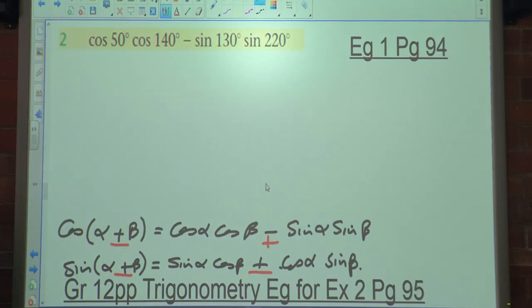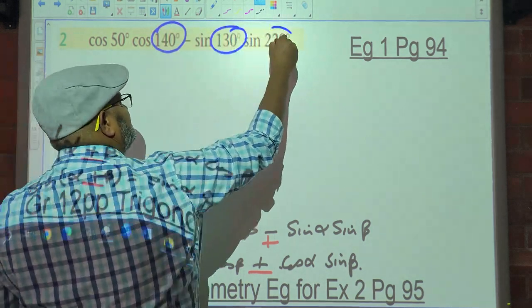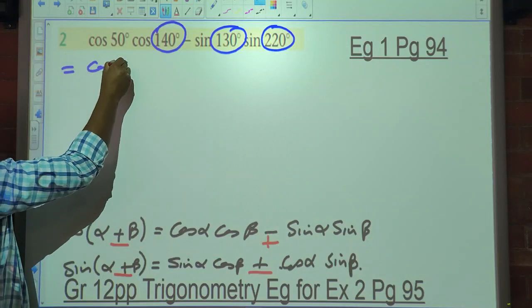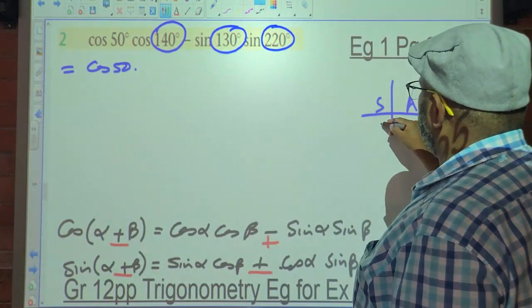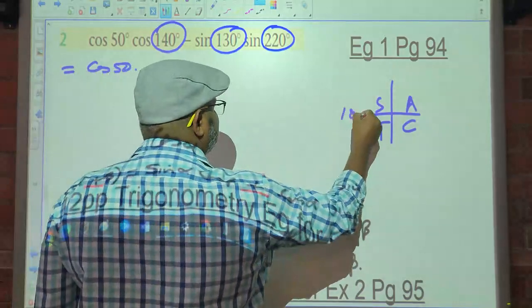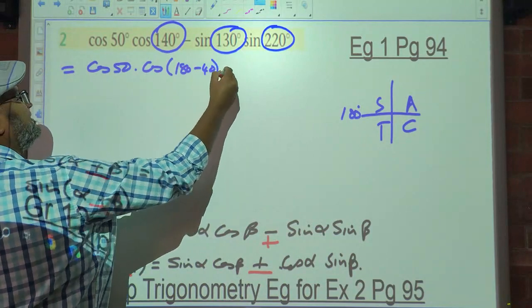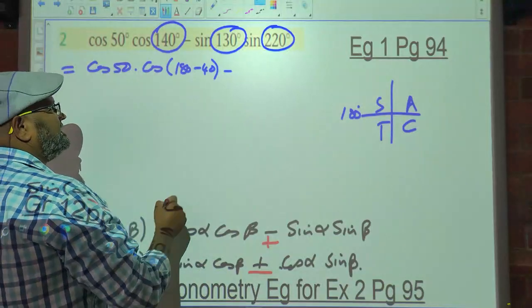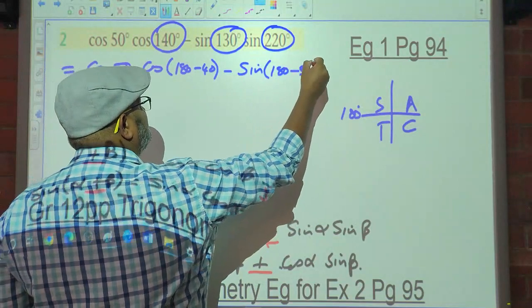Using the reduction formula, make it all acute angles. So it becomes cos 50 times... Now cos of 40 is in which quadrant? Second quadrant. Is cos positive in the second quadrant? How do you get into the second quadrant? So you become cos(180 minus 40), minus. Which quadrant is 113? Second quadrant. Is sine (180 minus 50) times.